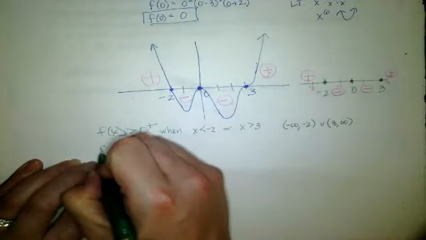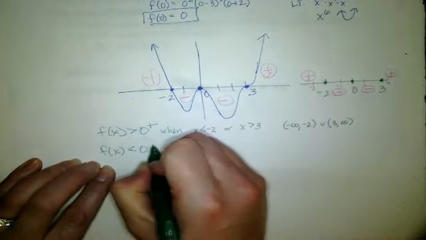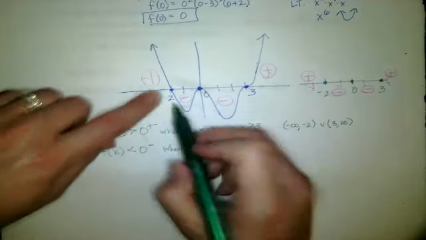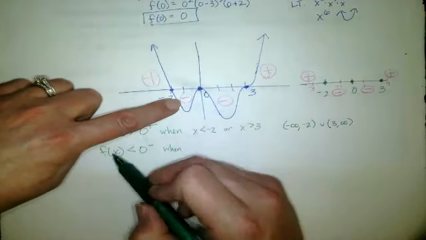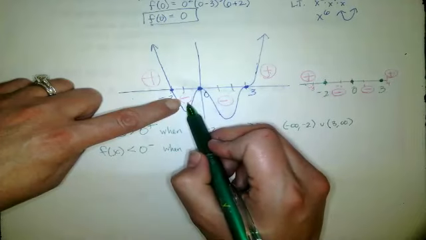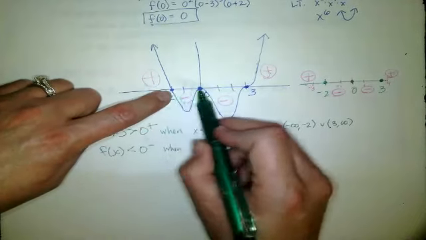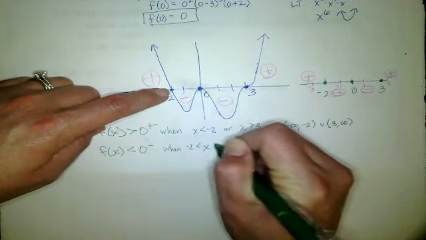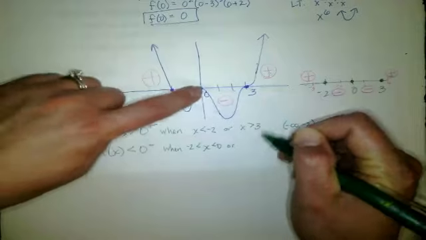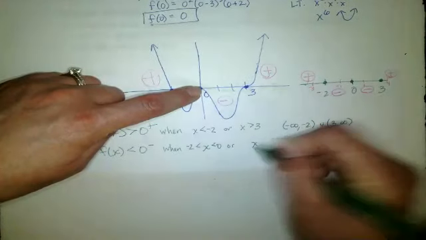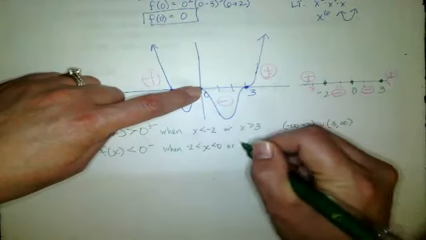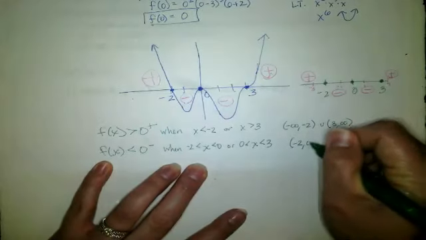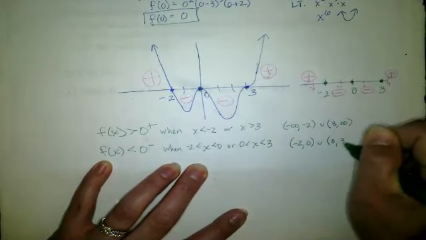Let's see, f of x is less than 0. Less than 0 means negative. Here we get negative outputs. F of x, remember, is the same as y, so y values are negative when x is between negative 2 and 0. So x is greater than negative 2 and less than 0. Or when x is between 0 and 3, greater than 0 and less than 3. If you wanted to write negative 2 to 0, union 0 to 3, you could do that as well.